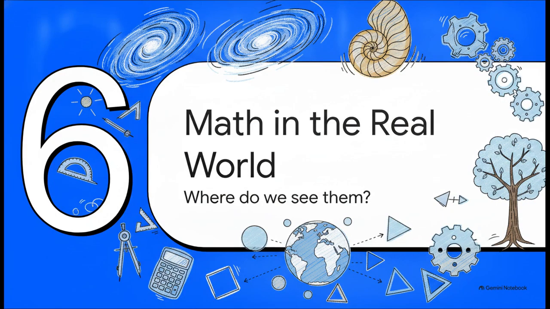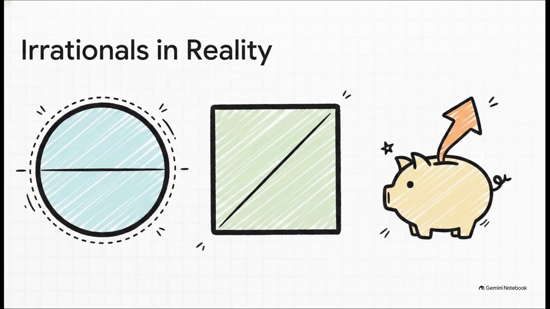Which brings us to Section 6, math in the real world. Where do we actually see them? You know, you might think these infinite decimals only live in dusty textbooks, but they actually define our physical reality. Pi is literally the soul of every circle. You need it for the circumference and the area. The square root of 2, it's physically built into the diagonal of any perfect square.